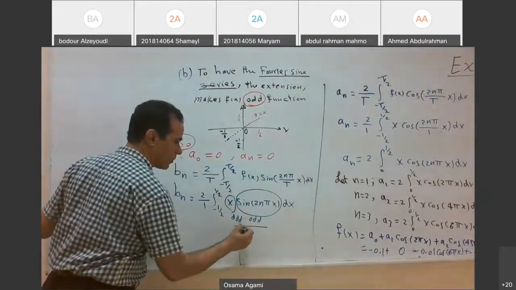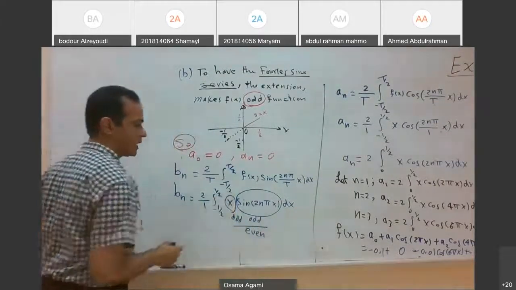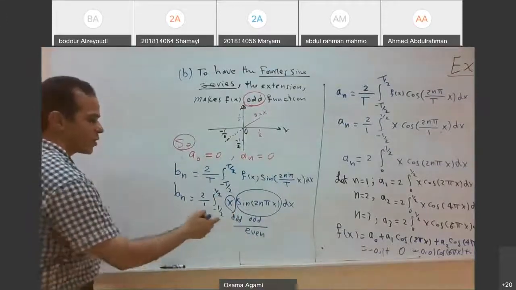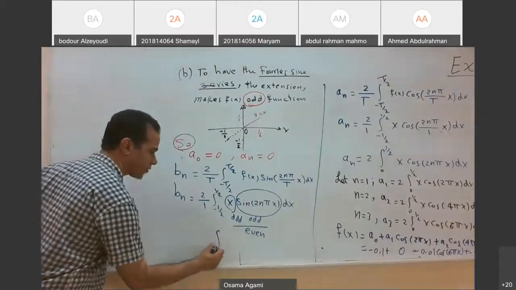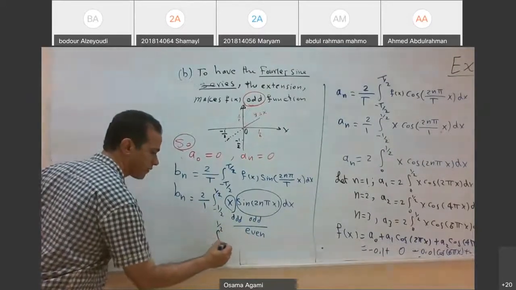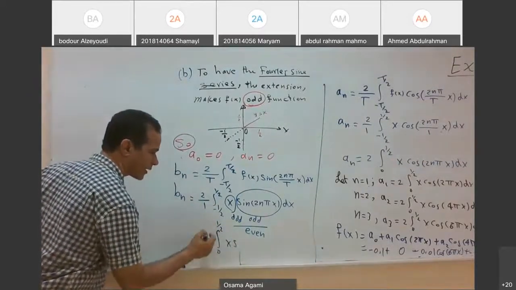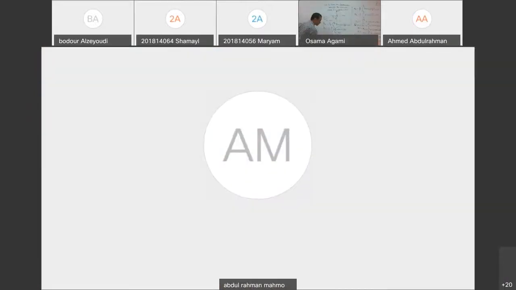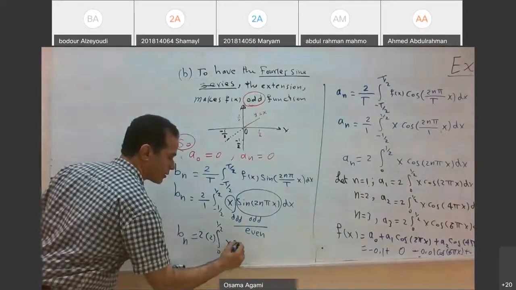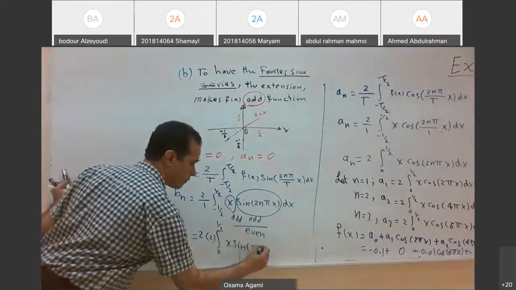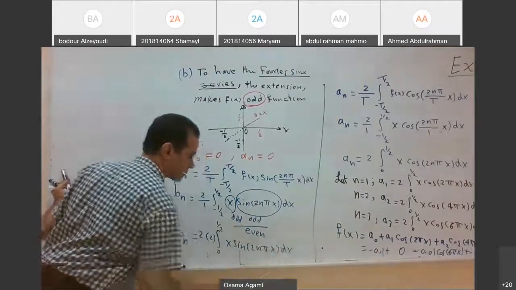So the result will be what? Even, right? So when you have an even function, no need to integrate from minus half to half. You can integrate from 0 to half and multiply by 2. So you have 2 and multiply by 2 here, for x sine 2n pi x dx.